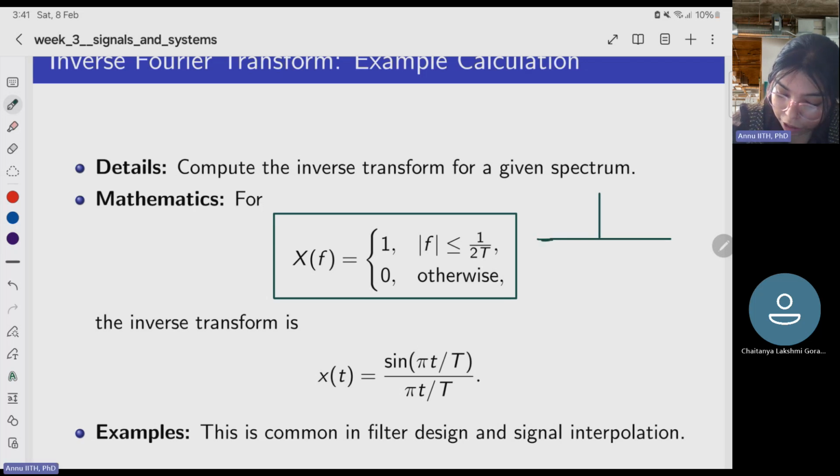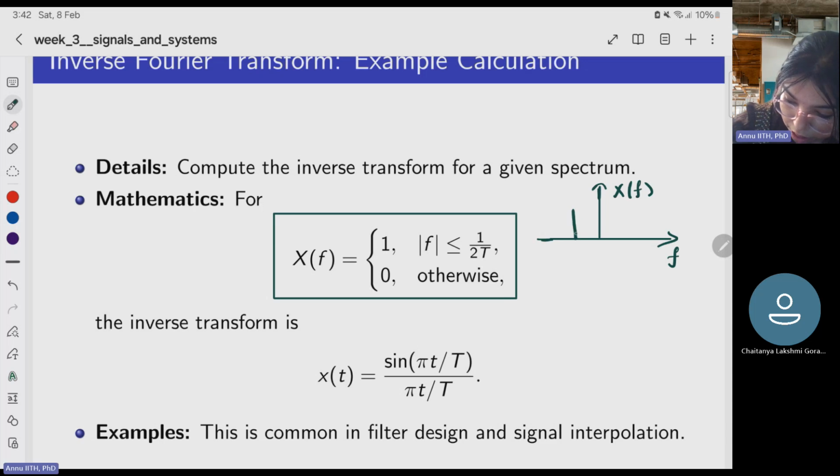Have you wondered why the Fourier transform is written with a capital letter, but in the time domain it is written with a small letter? That is also something you have to note and keep in mind. So capital F, x of f.